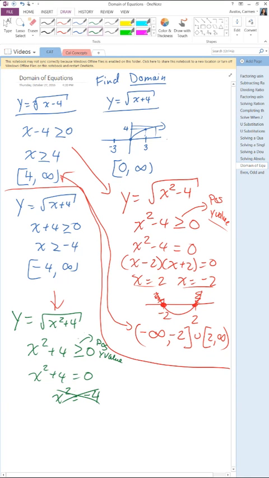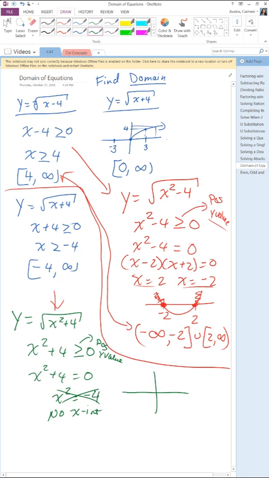So then I go back to here. This here, if I were to graph it, I have a complex solution, since this just means that I do not have any x-intercepts. So there are no x-intercepts because they're going to be imaginary. So there are no x-intercepts.